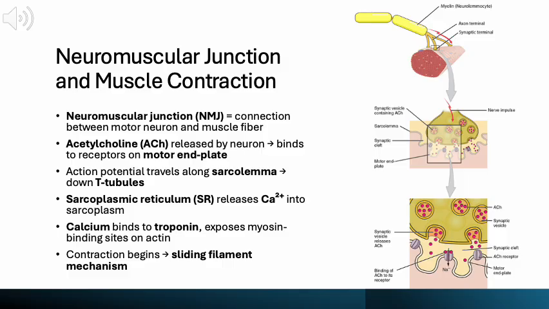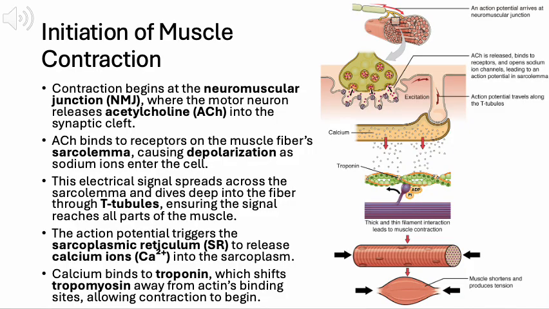The signal stimulates the sarcoplasmic reticulum, SR, to release calcium ions into the sarcoplasm. Calcium binds to troponin, causing tropomyosin to shift and reveal myosin-binding sites on actin. Myosin heads attach and pull the actin filaments, producing contraction through the sliding filament mechanism. ATP is crucial here. Not only does it power the myosin heads, but it's also needed to detach them during relaxation.